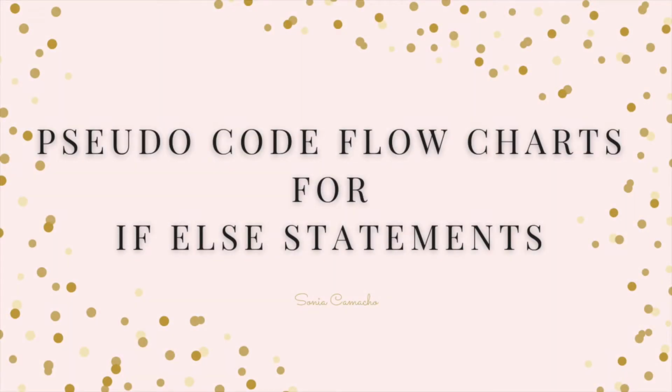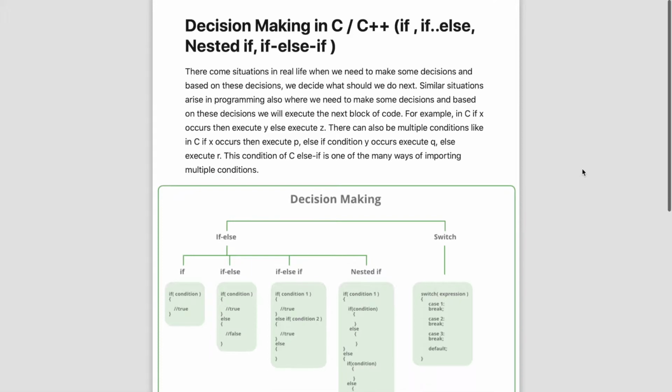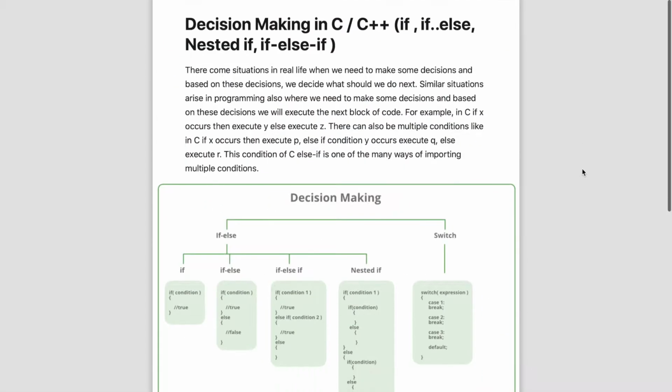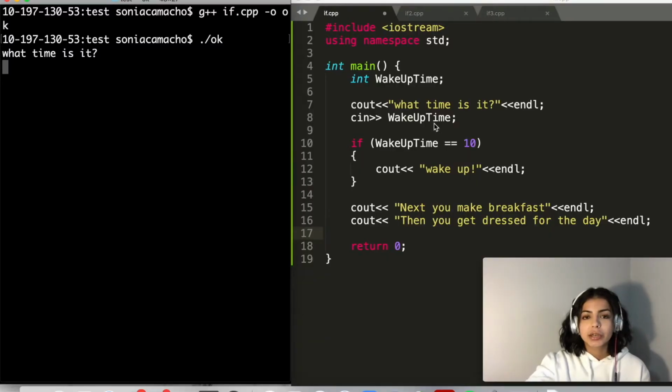Hey everyone, so today I'm doing a pseudocode video about how to get your thoughts onto paper for if-else statements and decision making. I'm going off of an article on geeksforgeeks.com. I'll have that link down below. They have really good flowcharts and you can code along in the next video that I have posted as well. So we're going to get started right away.